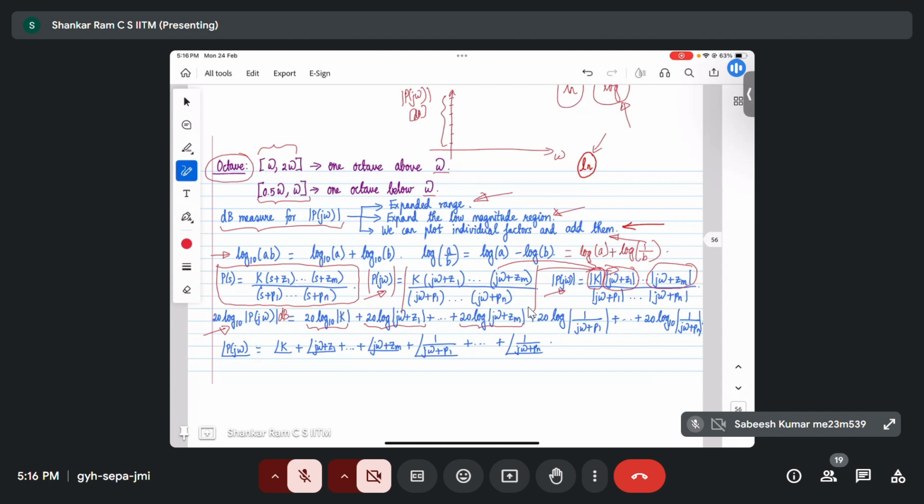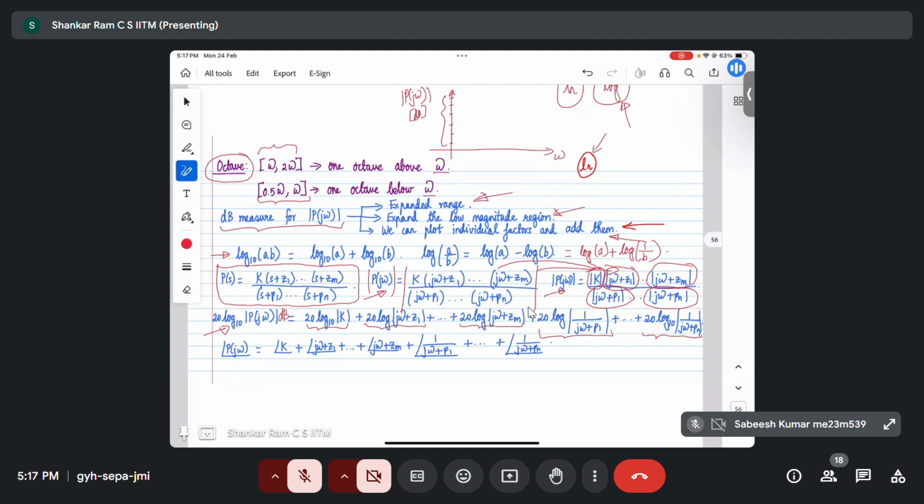Now in the denominator, we have 1 by j omega plus p1. So this factor will become 20 log of 1 by the magnitude of j omega plus p1. Ultimately, the last factor in the denominator can be written as 20 log of 1 by the magnitude of j omega plus pn. So I hope it's clear what advantage you and I get by writing this in decibel measure. One important advantage of expression in decibel measure is clear.